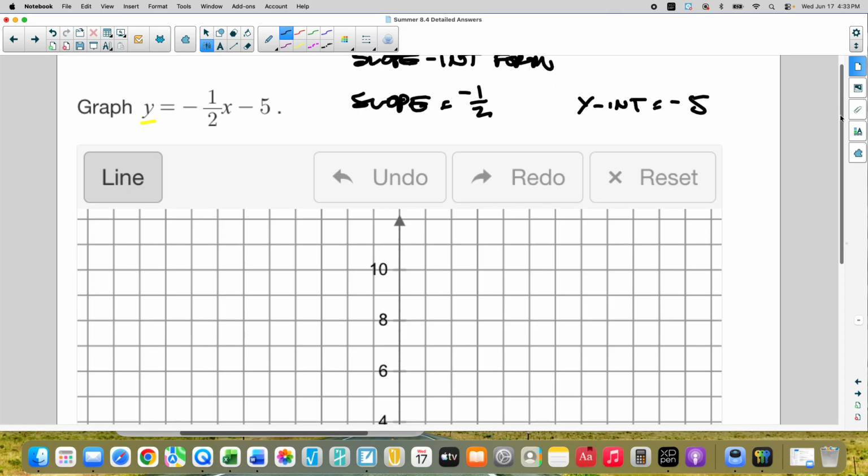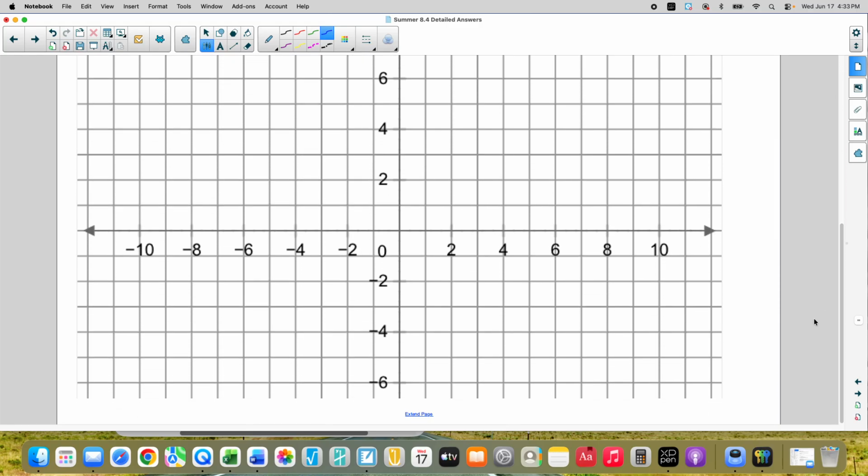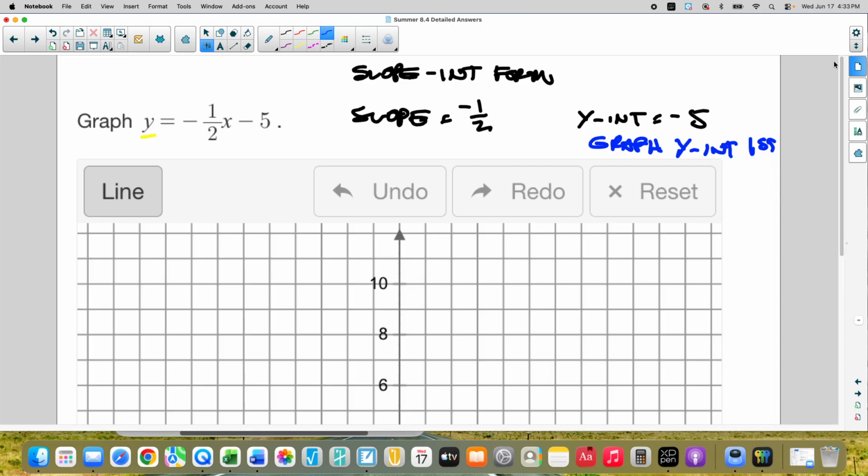So I'm going to graph my y-intercept first. Always graph y-intercept first, because that's a point. Slope goes from point to point. So I can't utilize the slope if I don't have a point. So I have to graph the y-intercept first, which is -5. We'll go to -5, make a dot. And now we're going to utilize the slope.